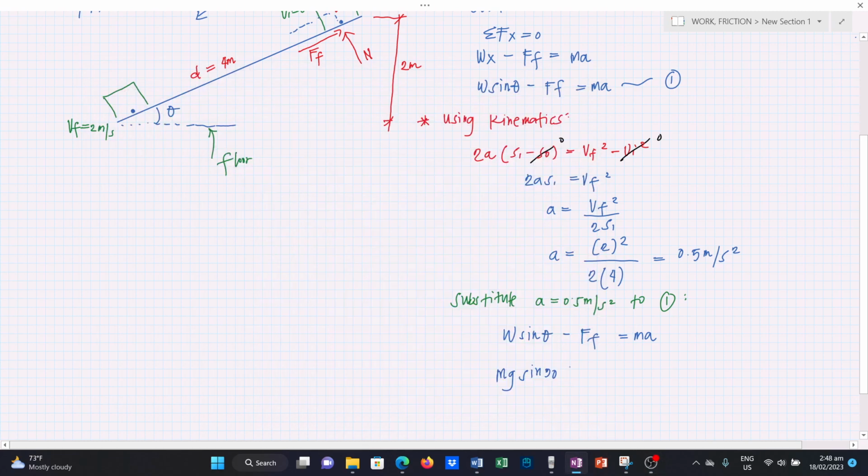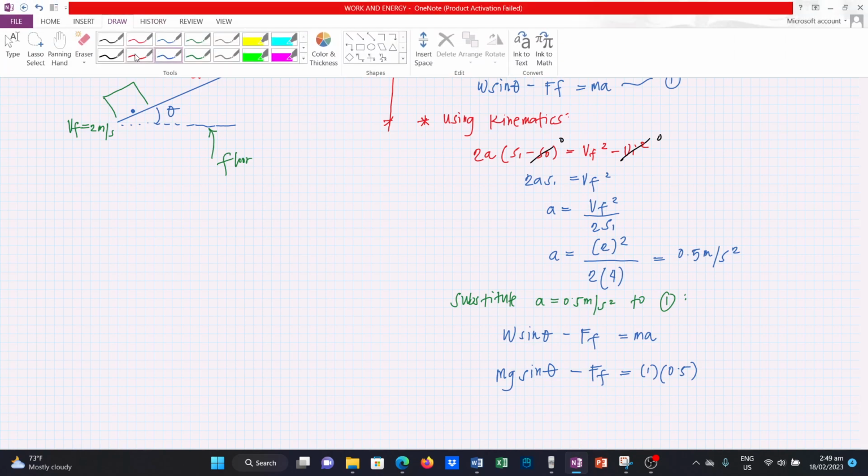Meron kayong choice, class, kung hahanapin nyo yung theta or gumamit kayo ng triangle. Explain sa inyo. Minus friction force is equal to, ang mass natin is 1 kilogram times yung acceleration is 0.5. No need na, class, iisipin pa yung units kasi consistent naman siyang meters per second squared tsaka meters. Okay? So, bigo ko yun ng technique sa pagkuha ng angle.